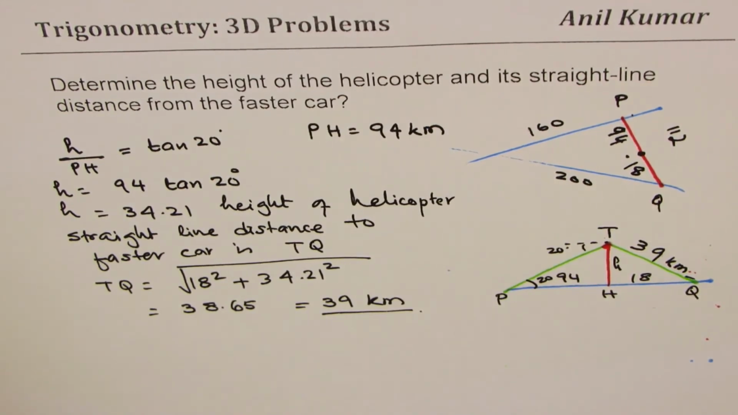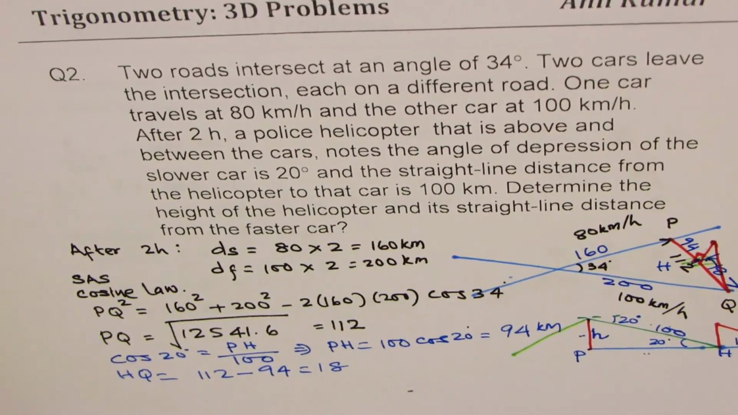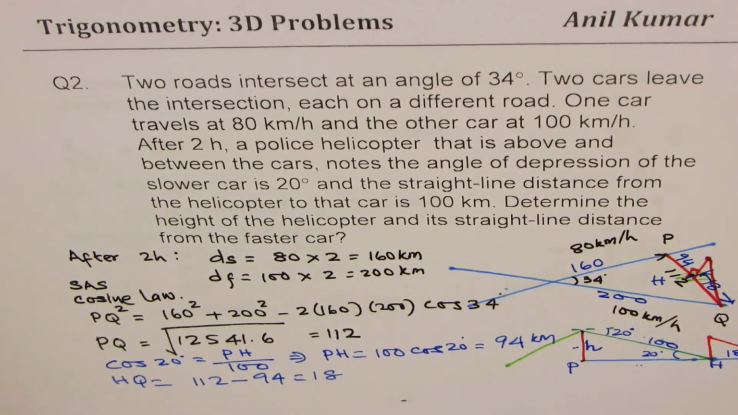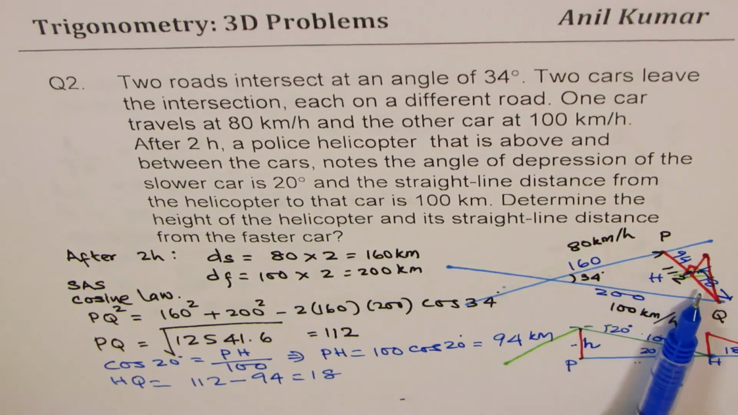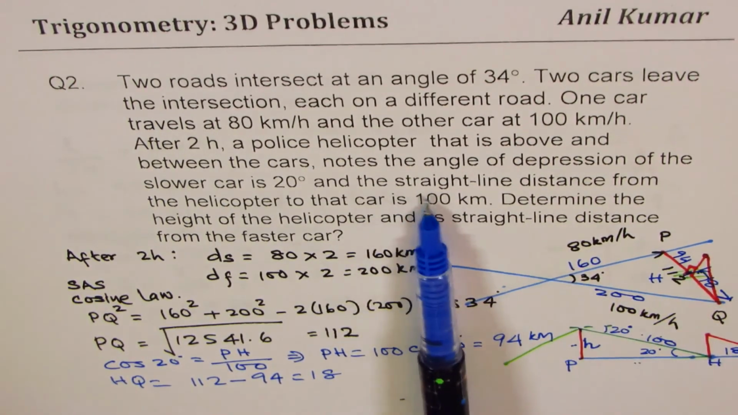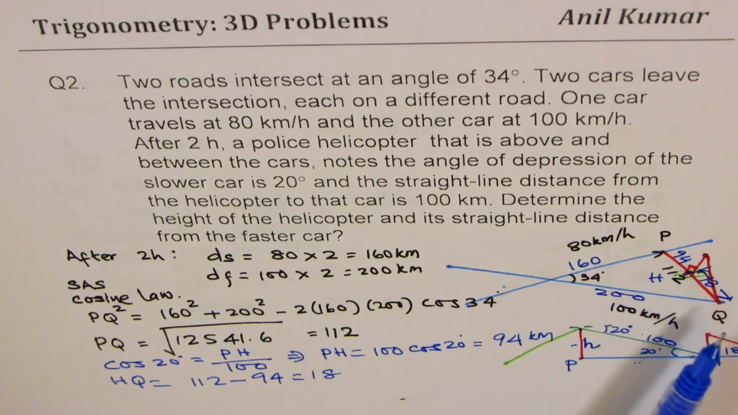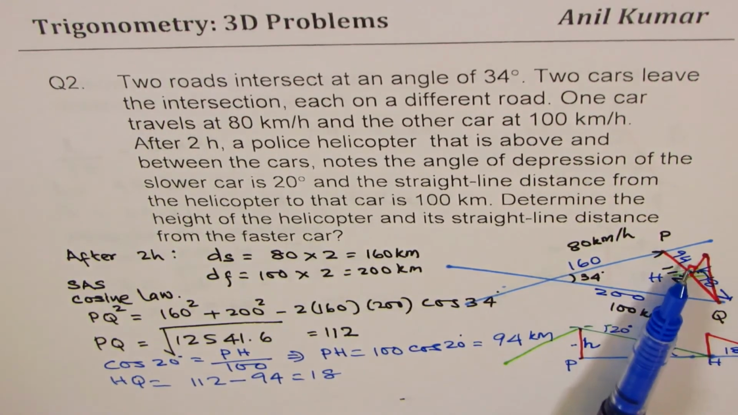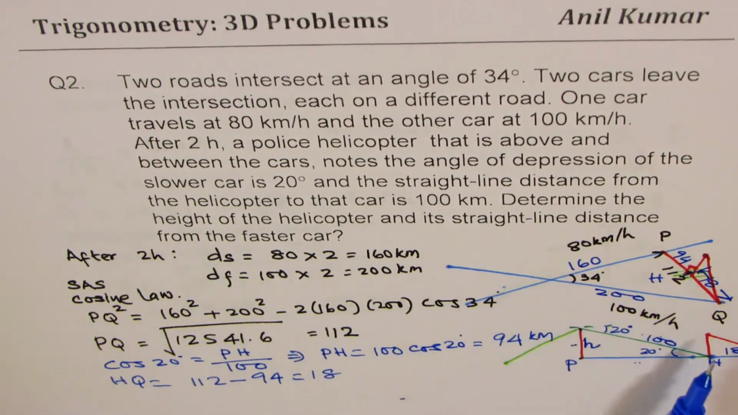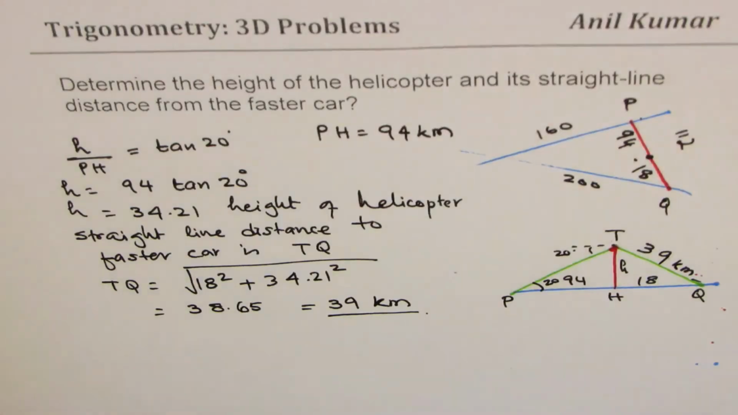So what we did in this particular case was, we began with the simple scenario, two cars leaving a point at an angle of 34 degrees, found the distance between the cars after 2 hours, and for the helicopter we were given the straight line distance that helped us to find the distance between these two cars. Now from the angle of elevation, or angle of depression, which is kind of the same, we can also find the height of the helicopter. So we actually found the height also, and then we found the distance from the faster car, and it worked out to be 39 kilometers, 38.6. So I hope that helps.